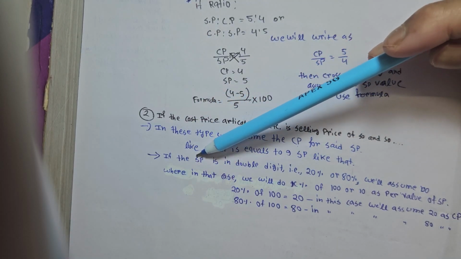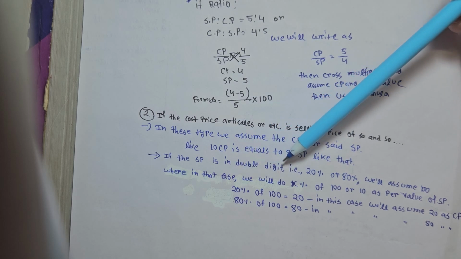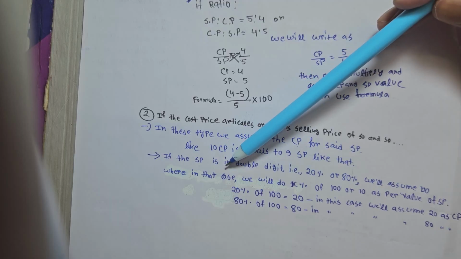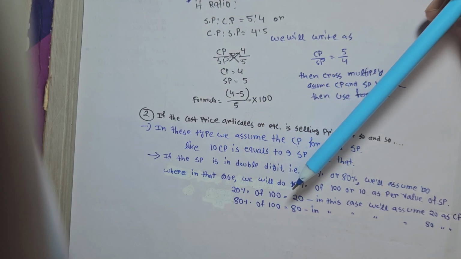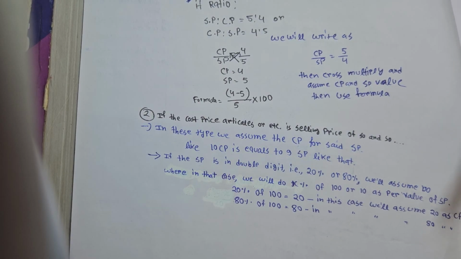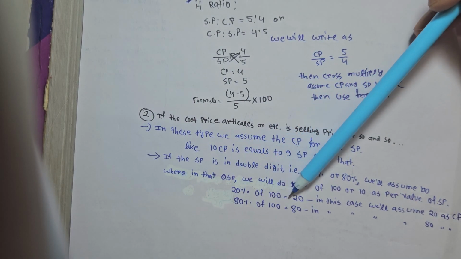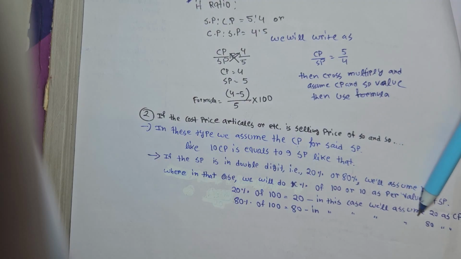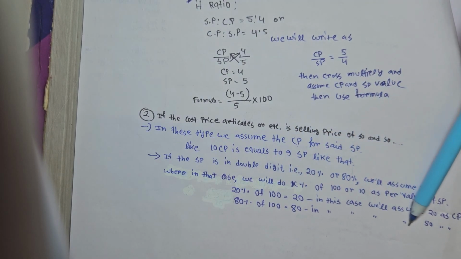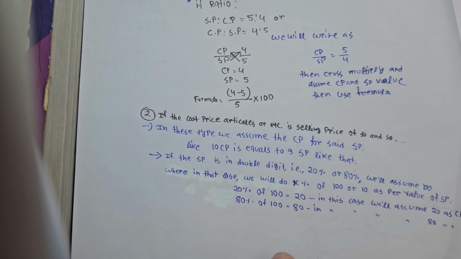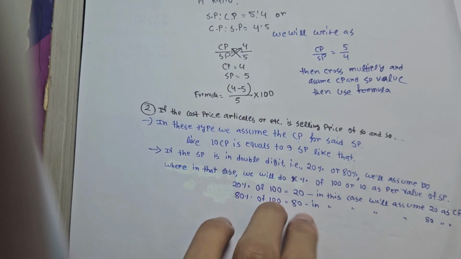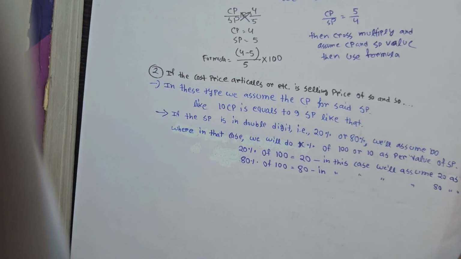If the selling price is double digit, like 20% or 80%, we will assume 100, where in this case we will do X percent of 100 or 10 as per the value of selling price. So 20% of 100 is 20, in this case we will assume 20 as CP. 80% of 100 is 80, in this case we will assume 80 as CP. It might be a little ambiguous right now, but when we solve problems based on these types, it will become much clearer, right?